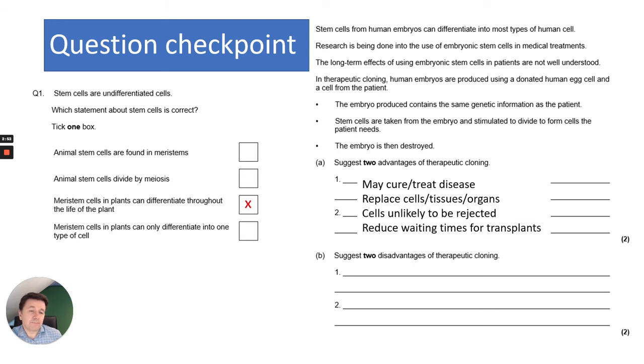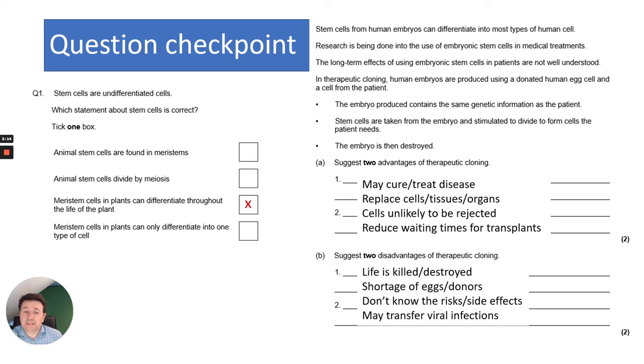So advantages are that you could cure or treat disease. So you don't need to have in your answer both cure and treat disease. Just one of those would be fine. It also replaces cells, tissues and organs. Cells are unlikely to be rejected because they're your own cells, so your white blood cells are not going to attack the new cells because they are your cells. And obviously, if you're waiting for a transplant, if they could grow spare organs, then you would not have to wait for a transplant as long.